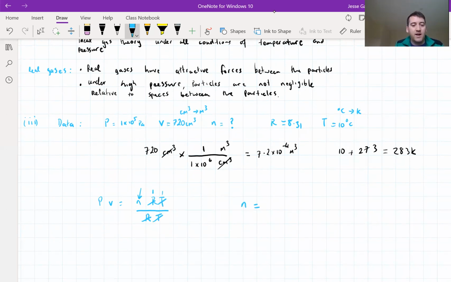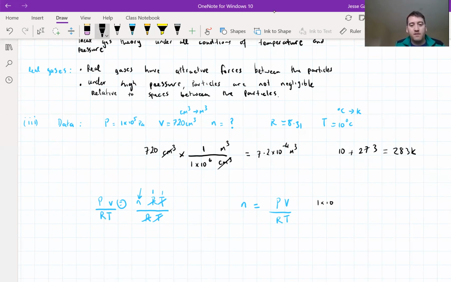N equals then, and of course because it's an equals, I also need to do the same on the other side, R over T. Now nothing here can cancel on the left, so that means I'm going to do PV over RT. Now we're going to plug in our values from our data line up here, and we're going to solve for N. Do that now.